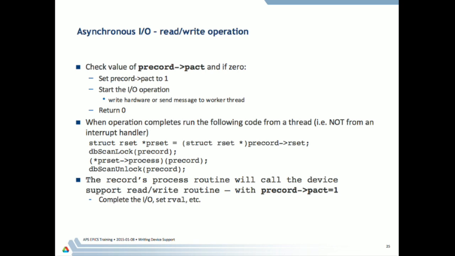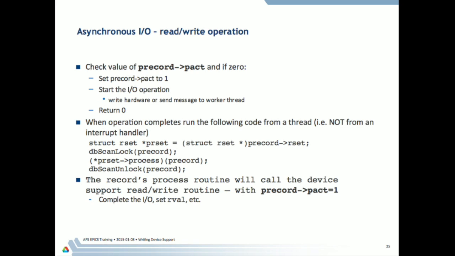We see PACT is 1. We complete the I/O. We set the rval field or whatever it is that we need to do. And so that's basically how we finish off getting the value from the hardware and put it into the record and make it available for the record to do the second half of asynchronous processing.